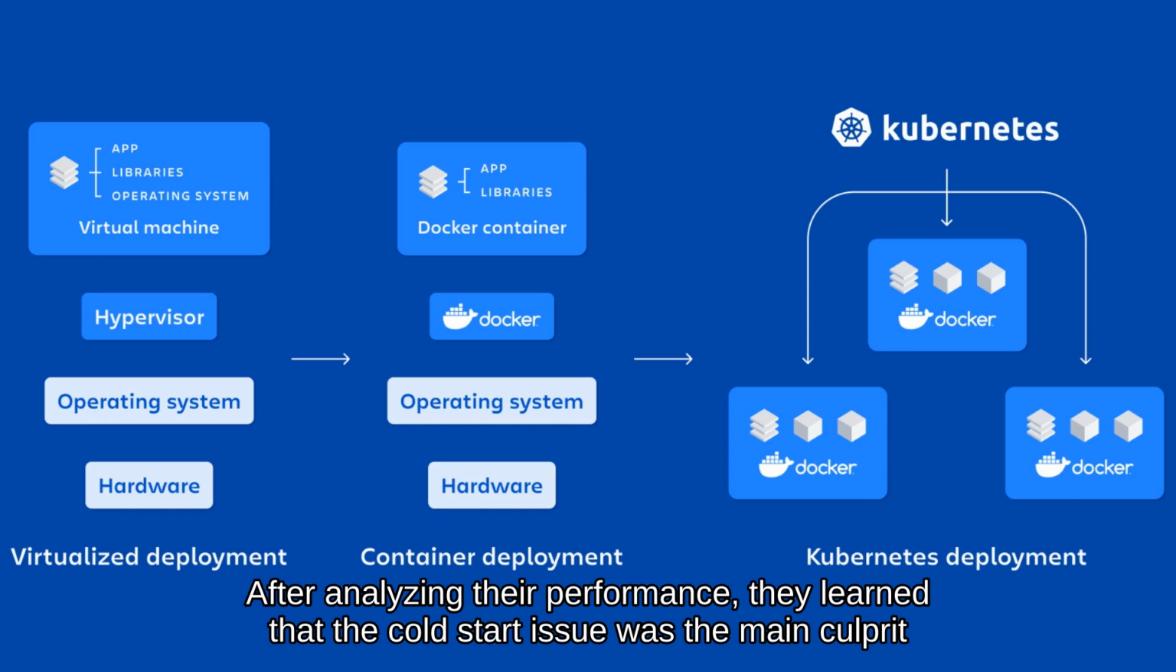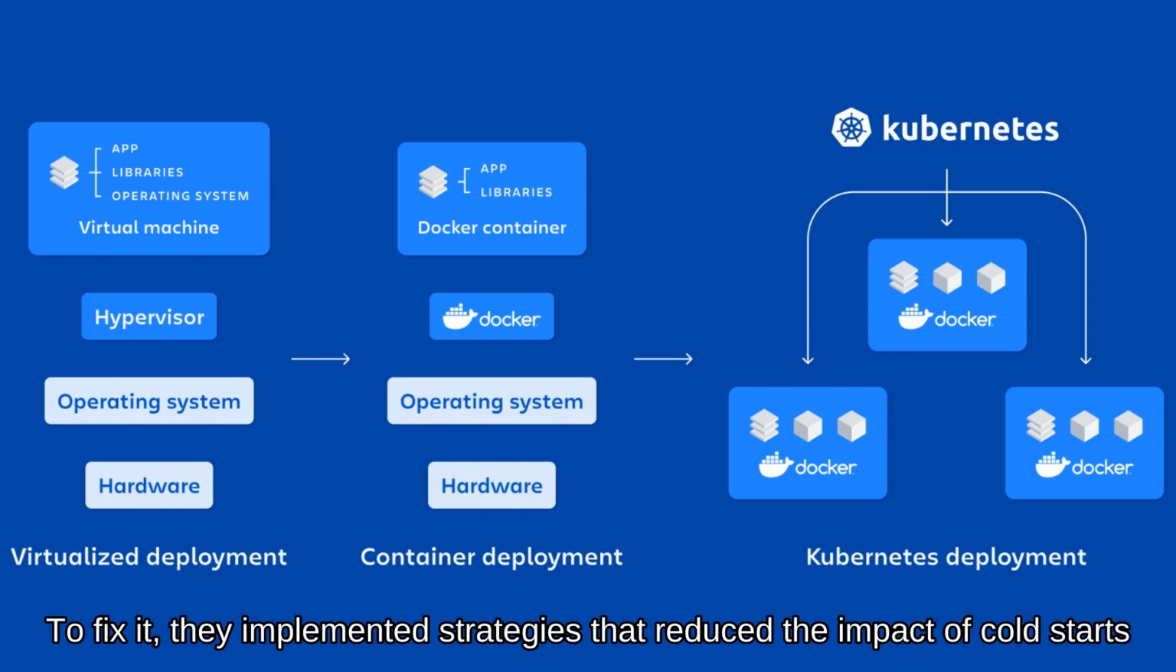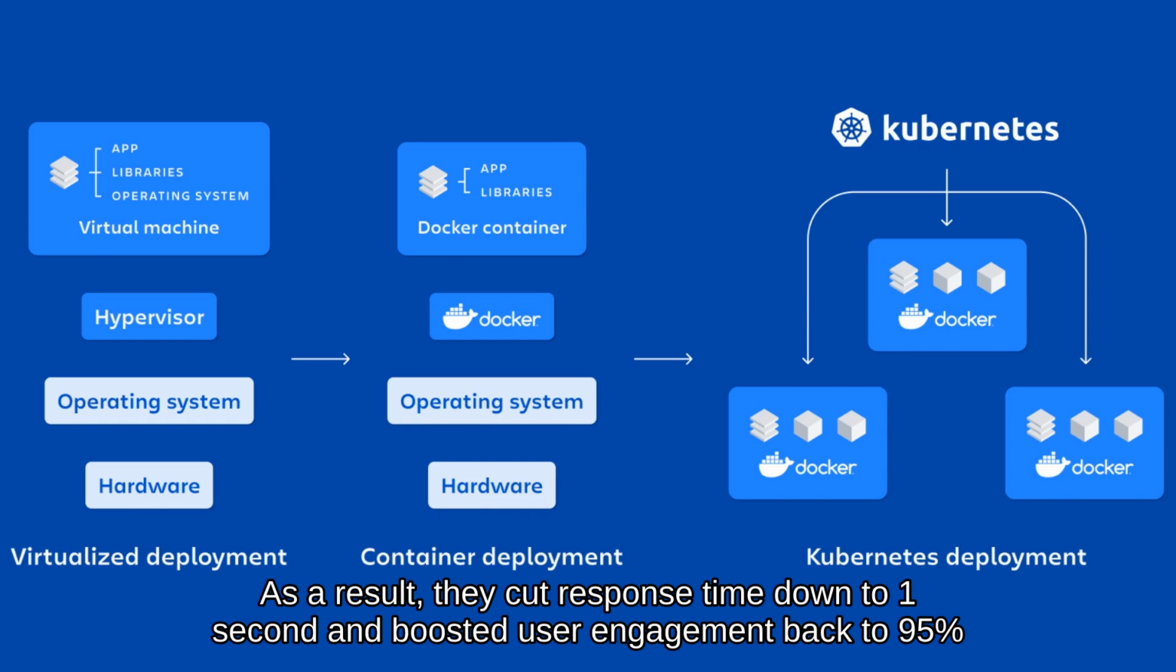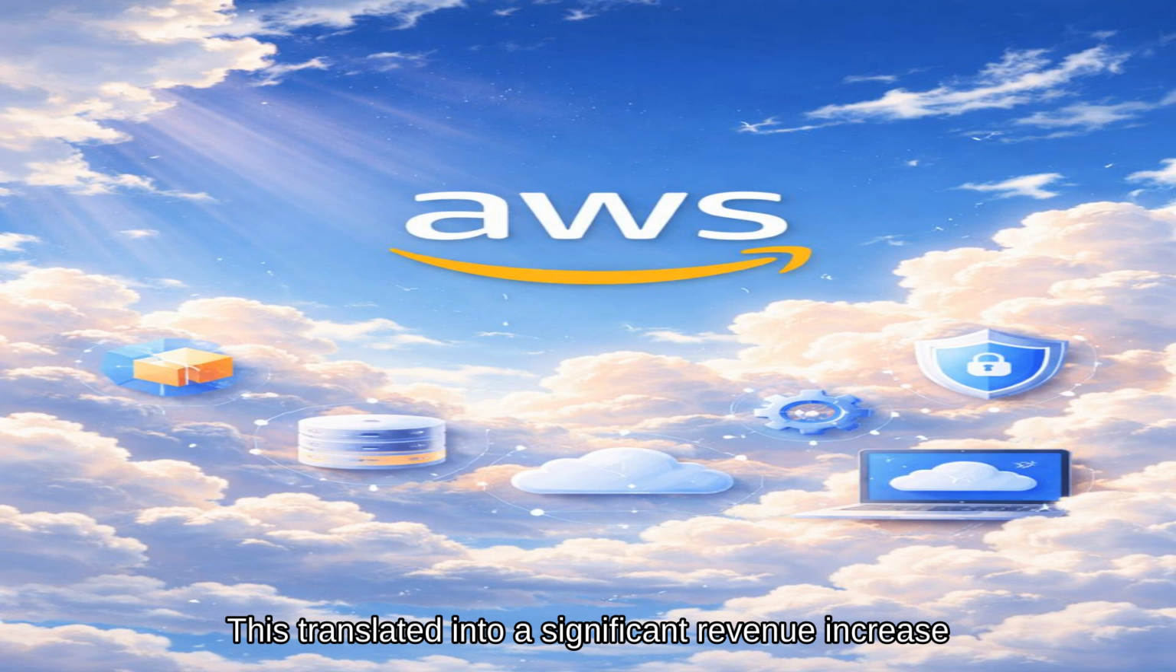After analyzing their performance, they learned that the cold start issue was the main culprit. To fix it, they implemented strategies that reduced the impact of cold starts. As a result, they cut response time down to 1 second and boosted user engagement back to 95%. This translated into a significant revenue increase.